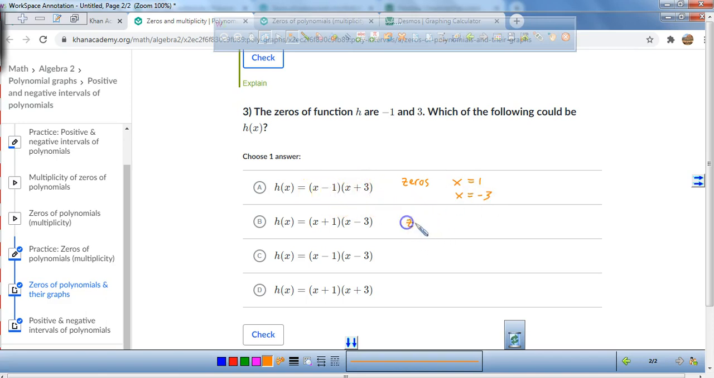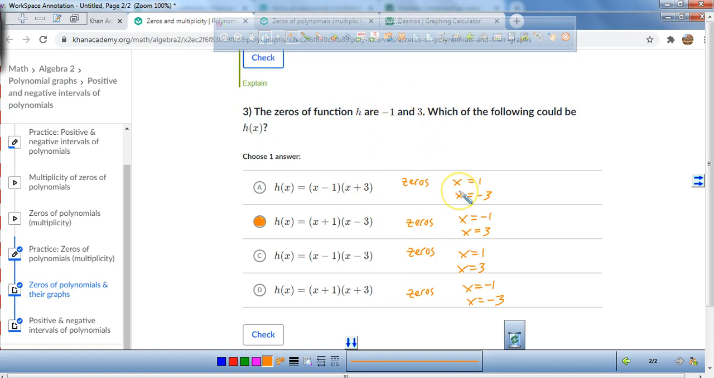Over here, the zeros are going to be at x equals -1 and x equals 3, because -1 plus 1 is 0, and 3 minus 3 is 0. And that's going to be our answer that we're going to choose. Right here, our zeros are going to be at x equals 1 and x equals 3, because 1 minus 1 is 0, and 3 minus 3 is 0. And then you can probably guess what this is going to be. My zeros will be at x equals -1 and x equals -3, because -1 plus 1 is 0, and -3 plus 3 is 0.